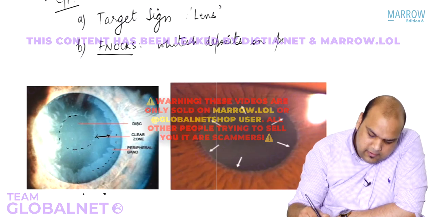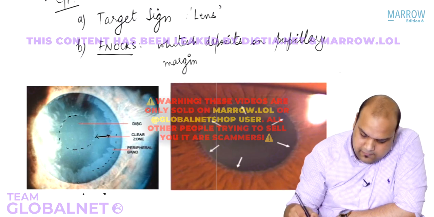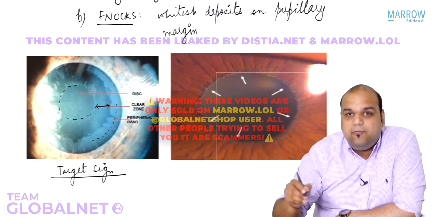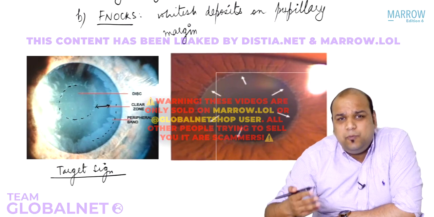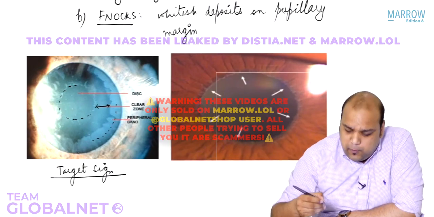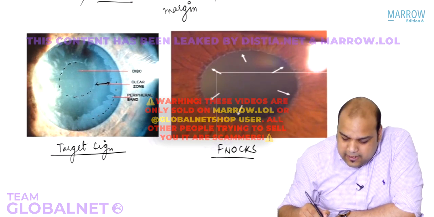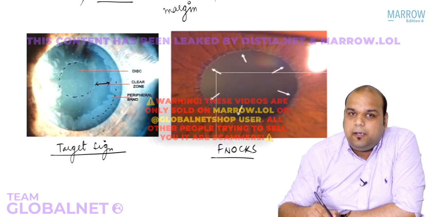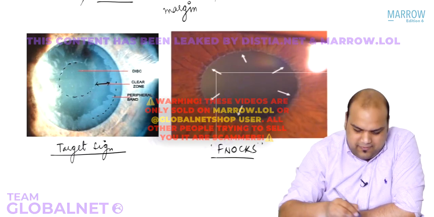on pupillary margin. Whitish deposits on pupillary margin. All the exfoliative material that is accumulating will get deposited on the pupillary margin also. So as you can see in the image on the right now, there is whitish deposition all over the pupillary margin, and this is known as flakes.